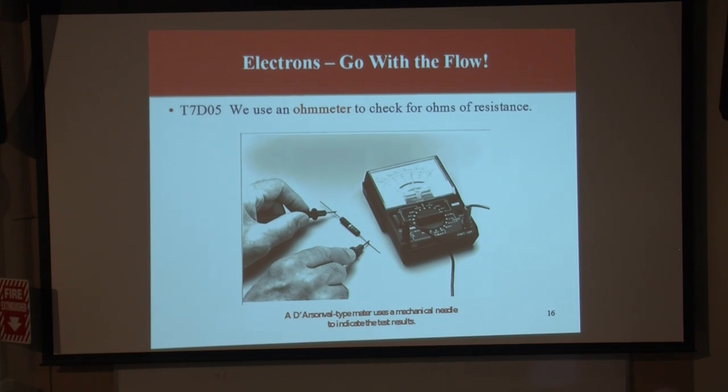We use an ohm meter to check the ohms of a resistor, or of resistance. All right. It's a basic ohm meter, and you just put it across the resistor, and it'll give you what it's valued at.